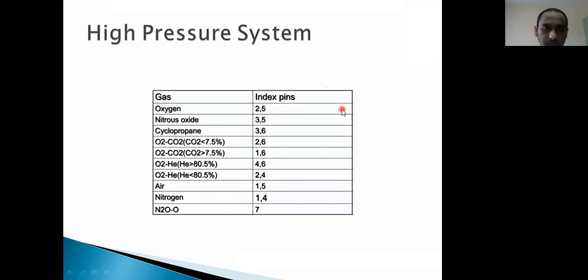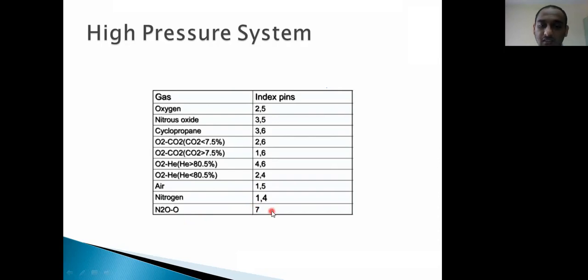So these are the pin index for the various gases. These are specific and these are universally followed. So the most common ones like oxygen is 2,5, nitrous oxide is 3,5, air is 1,5. Okay, then O2 with CO2 is 1,6, and if the percentage of CO2 is less, it is 2,6. Then Entonox, that is nitrous and oxygen, the pin index is 7.